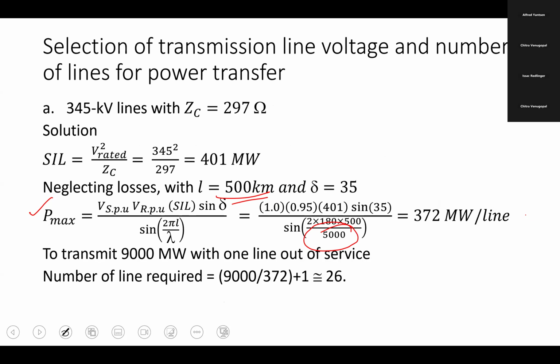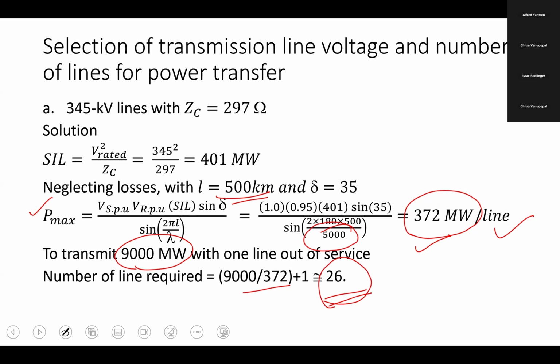So substitute in the line how much power you want to transport. Calculate the maximum stable limit power. Okay, so this is per line. But how much they want to transfer is 9000 megawatt. So divide it, and you can get the number of conductors. If you are transporting only 372 megawatt per line, then you might need 26 conductors, 26 lines.